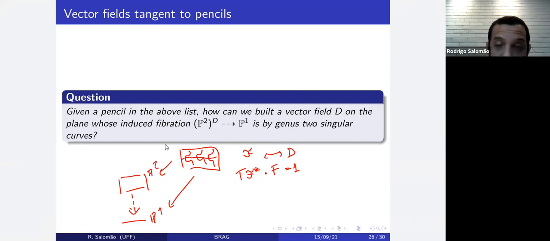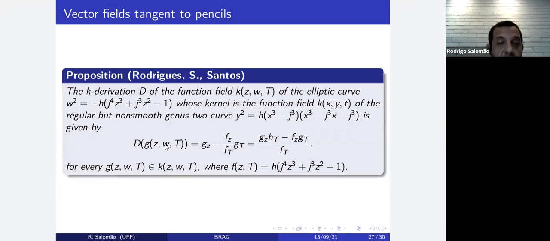However, we did another approach, and our approach used the normal form for the generic fiber introduced by Borges Neto, and we understood the derivation of the function field of the elliptic curve with Weierstrass transform given by this one, whose kernel is exactly the function field of the regular but non-smooth genus 2 curve given by this normal form. And we give the closed vector field, exactly given by this expression, okay.